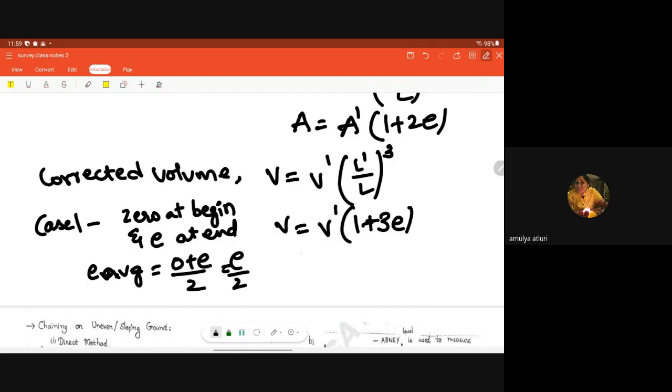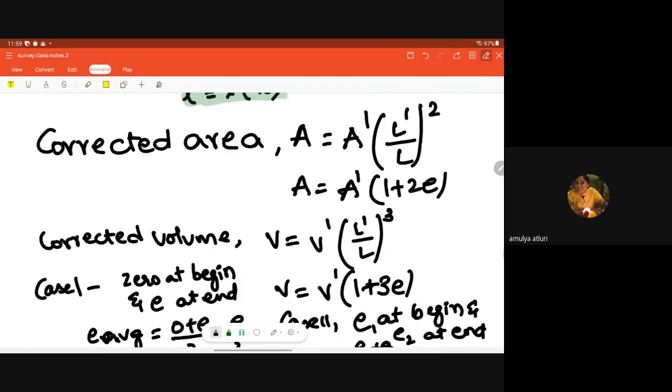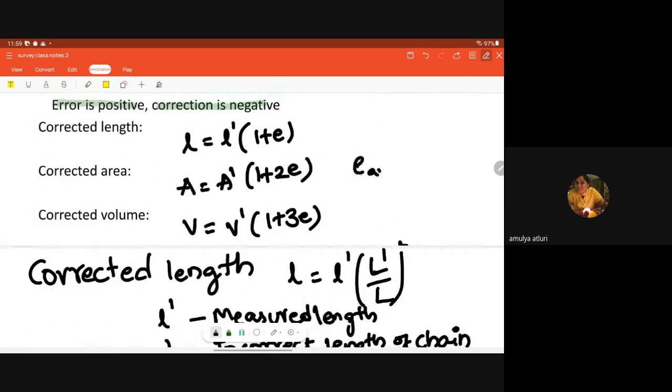Okay. In case 2, if we have error E1 at the beginning, and E2 at the end, then my E average is, yes, E1 plus E2 by 2. Okay. This E must be the average. Here E is nothing but E average. Got it? These are the corrections for incorrect chain.